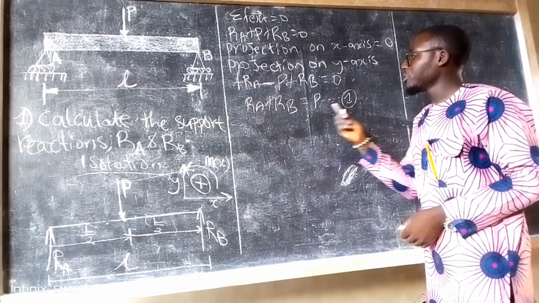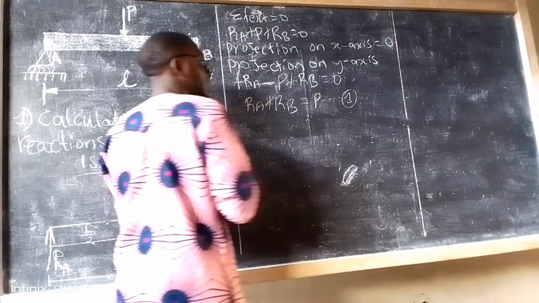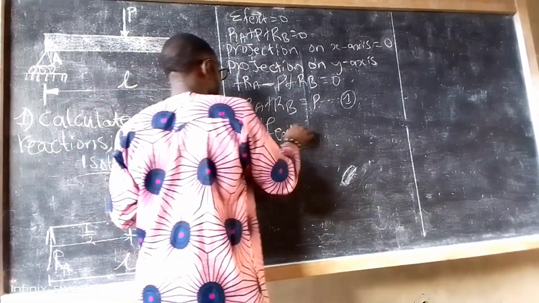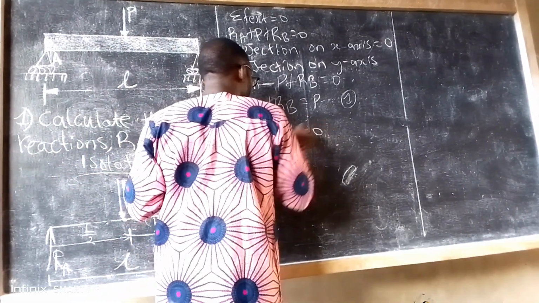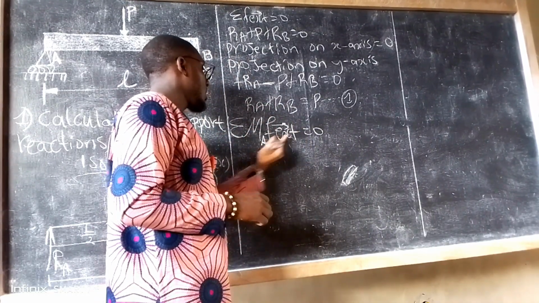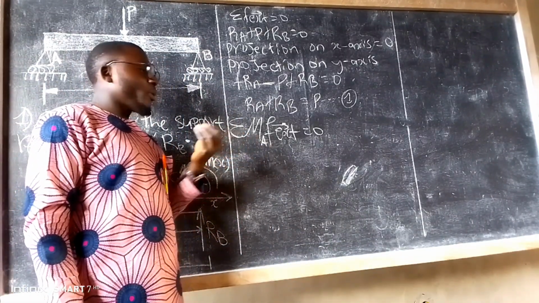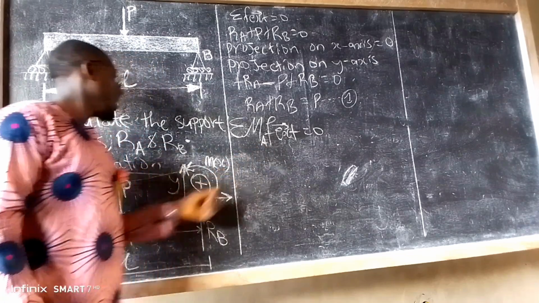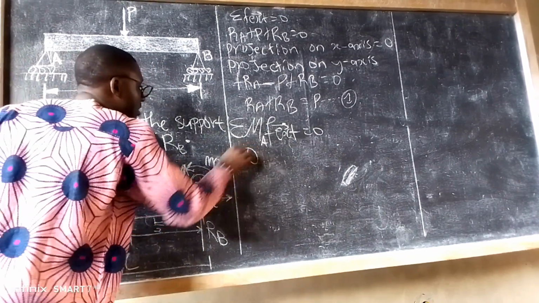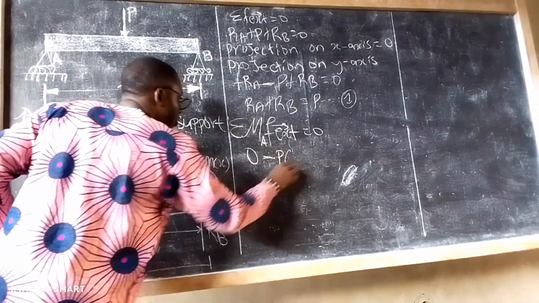We have one equation and two unknowns. Now we apply the next principle of statics, which says that the sum of moments of external forces about a particular point is equal to 0. The point I have chosen to be my center of moment is point A. So the moment of RA about point A is 0. The moment of P about point A is negative P into the distance.